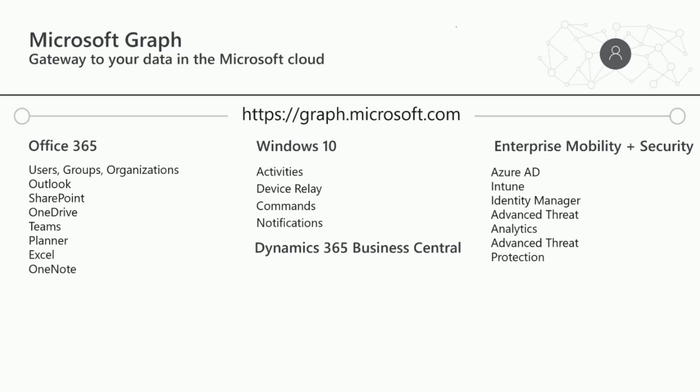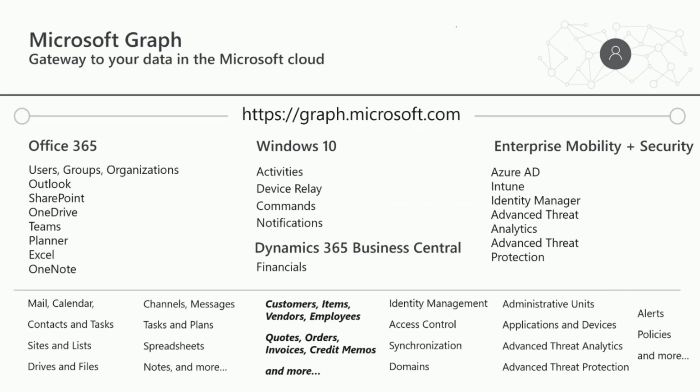So if we look at this one, I also expanded on this slide. Instead of just doing Office, Azure, and so forth, we now also have Business Central in the financials namespace of the Graph, providing entities such as customers, items like the inventory, vendors, employees, documents, and much more.